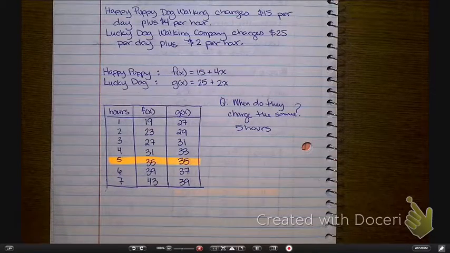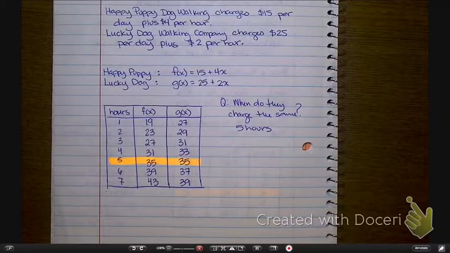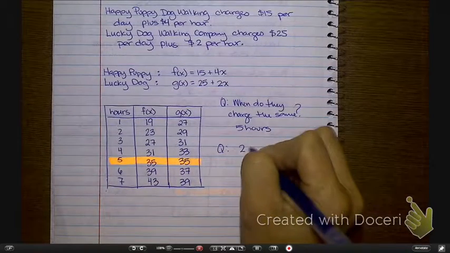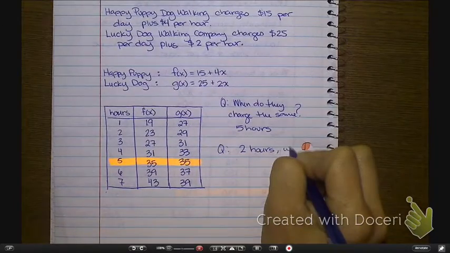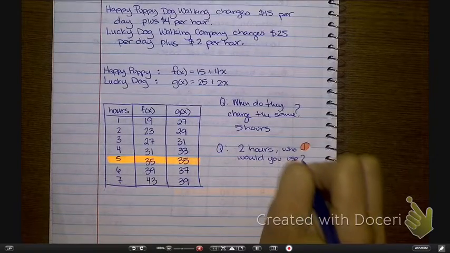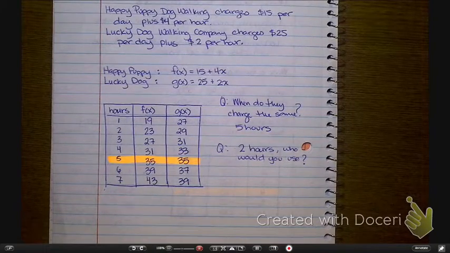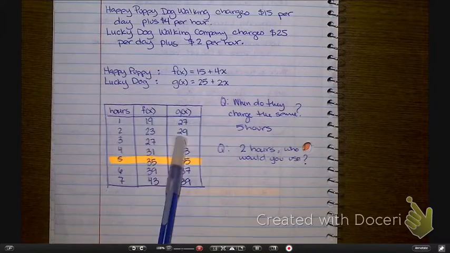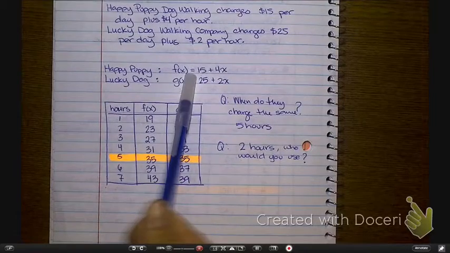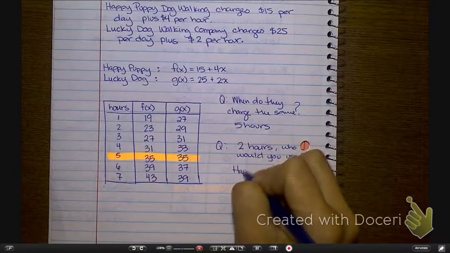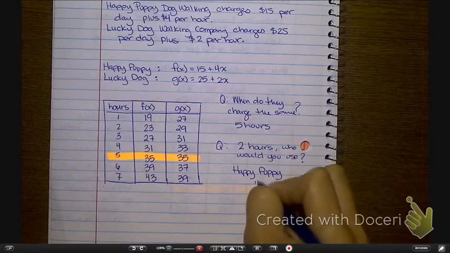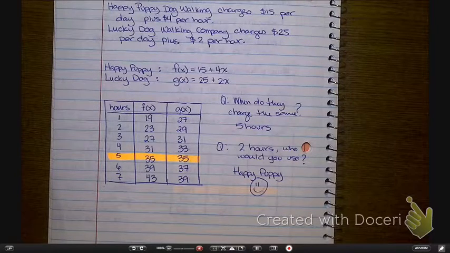Now, which dog walker would you use if you were only going to pay for 2 hours of dog walking? Would you use Happy Puppy or would you use Lucky Dog? Okay, so for 2 hours, I see that this one's much cheaper, right? So this one is f of x. F of x was what? Happy Puppy, right? Does that make sense? Yay, Happy Puppy.